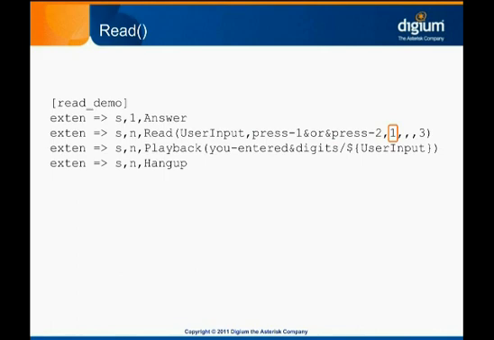The next parameter, 1, is the maximum number of digits we want to accept from the user. We have 3 commas in a row because we're skipping 2 parameters that aren't needed for this example. And then the last parameter is a 3 for the number of seconds we want to give the user to give us digits. As always, run core show application read to see what all the options are.